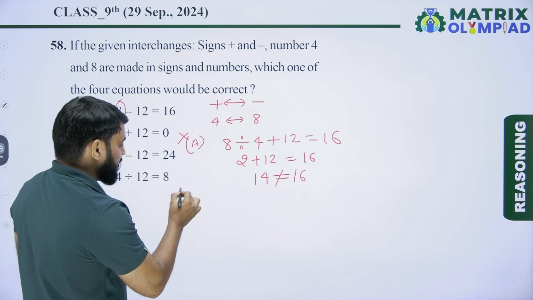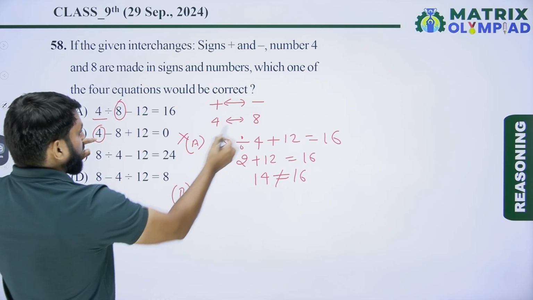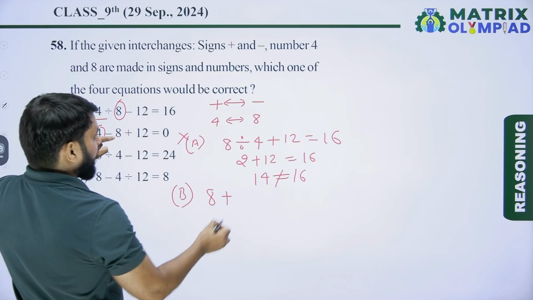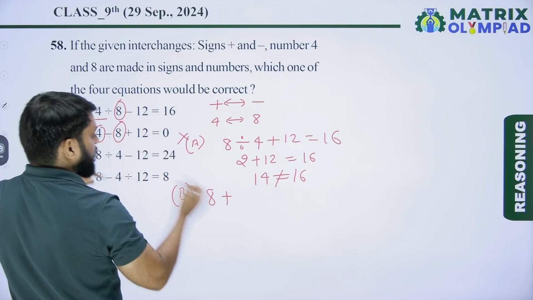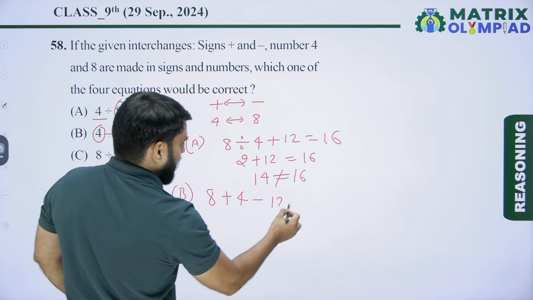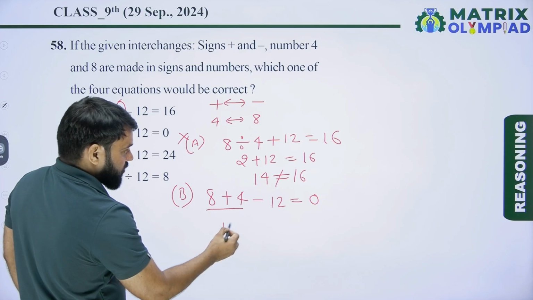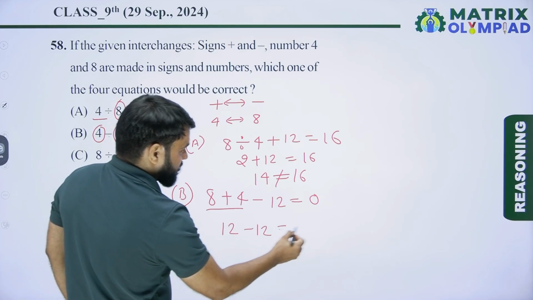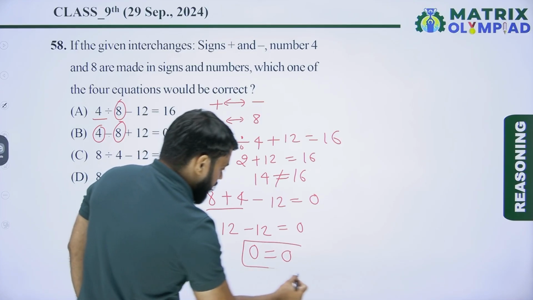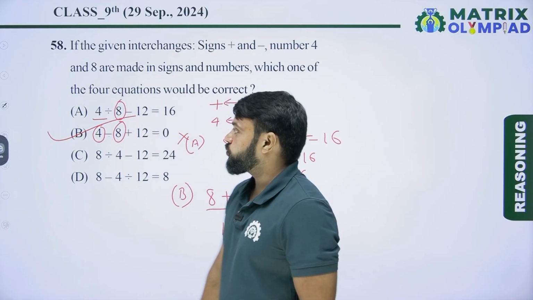Now taking option B. So now according to option B, 4 becomes 8. Now minus becomes plus. 8 becomes 4. Plus becomes minus. 12 is equal to 0. 8 plus 4, it means 12. 12 minus 12 is equal to 0. So now 0 always equals 0. So here option B is the correct option of this question.